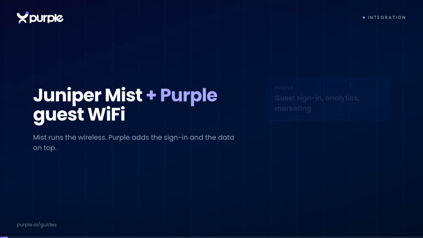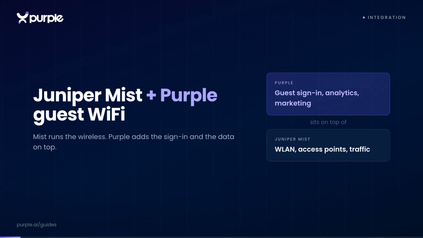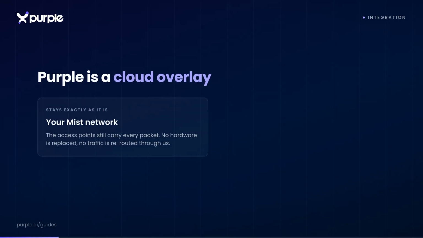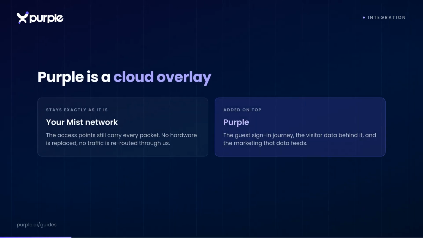Juniper Mist runs your wireless, Purple adds the guest sign-in and the data layer on top. Here is how the two fit together. Purple is a cloud overlay. Your Mist access points still move the traffic and nothing in the network gets replaced.